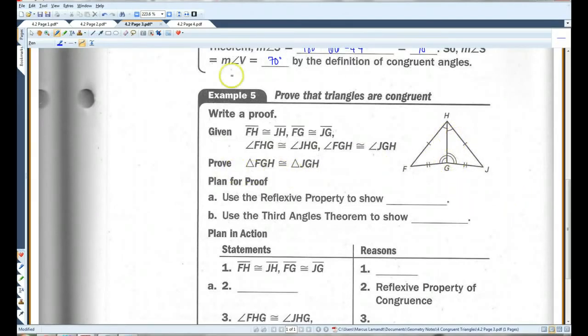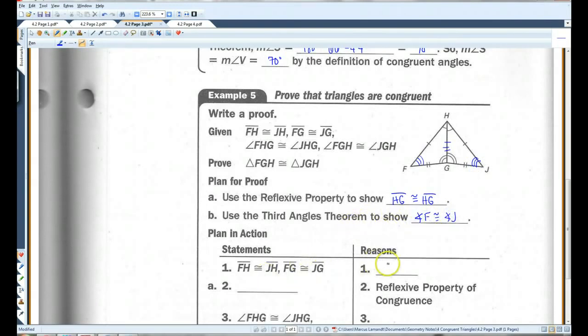Okay, this is the plan. We're already given two sides and two angles. We need to show that this side is congruent by reflexive property. That's HG congruent to HG. Obviously that's true. And the third angles theorem to show that this last angle is congruent to this angle. Okay, that's angle F congruent to angle J.